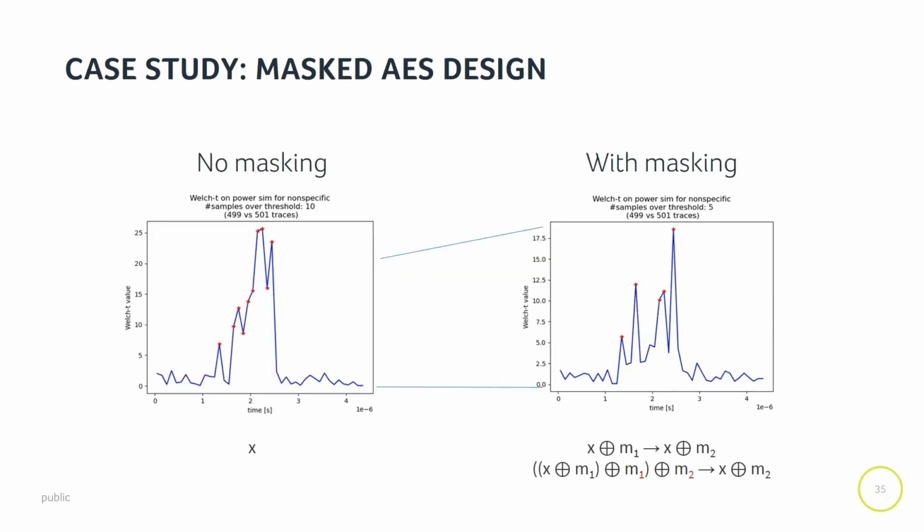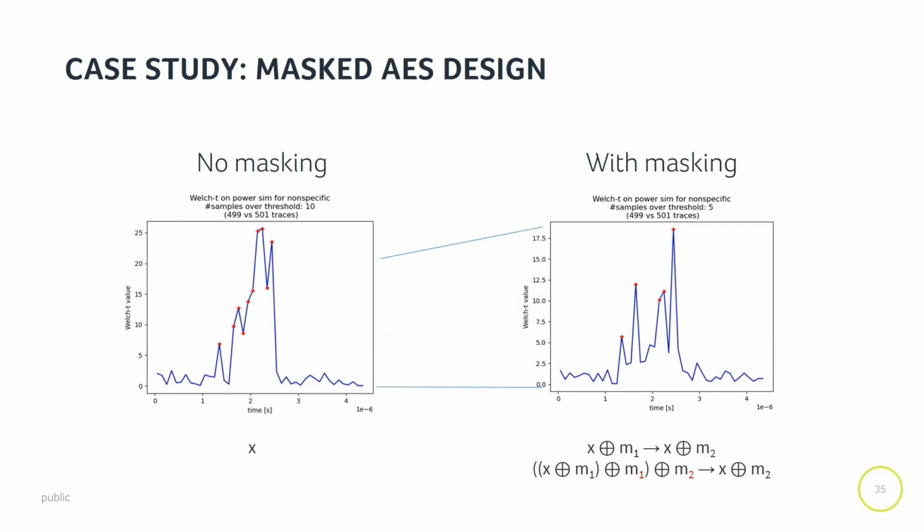Now, of course, that didn't happen. On the left-hand side, you see the no masking picture. On the right-hand side, you see it with masking. And even though the number of leakage points went from 10 to 5, there was still leakage there. And it was significant, and it would be enough to break this implementation. And we didn't understand it at first.